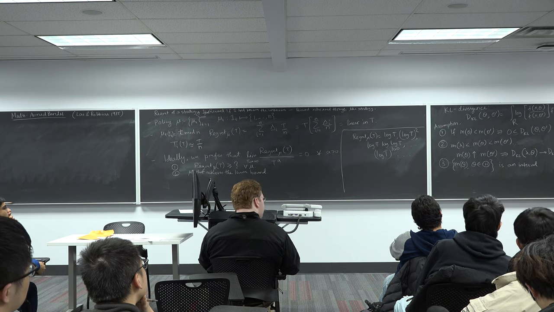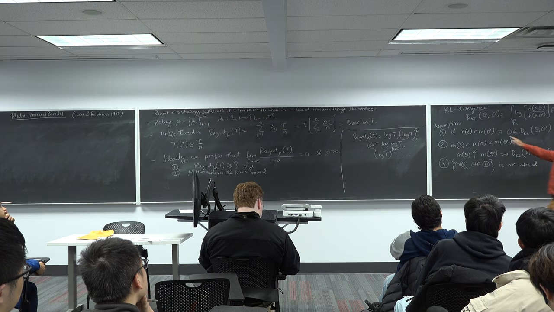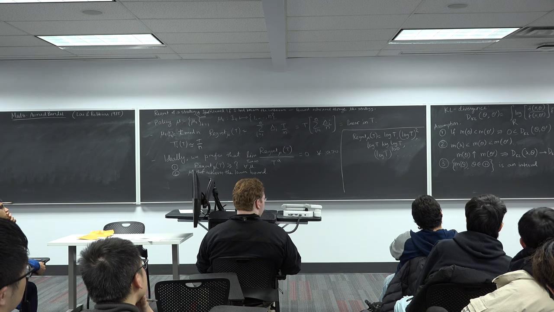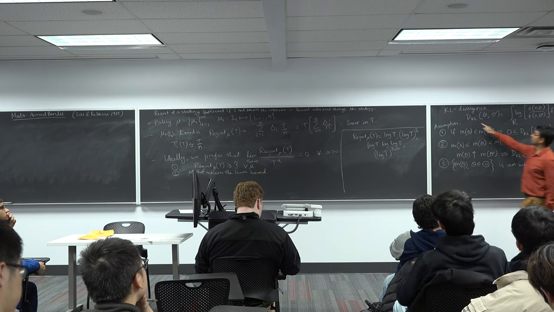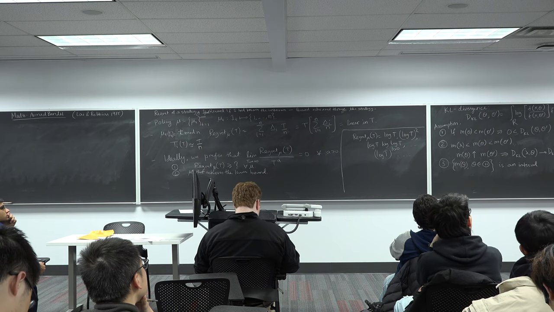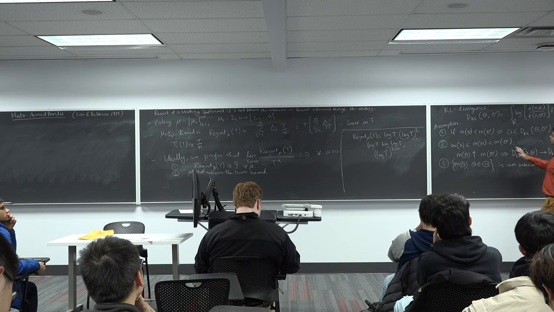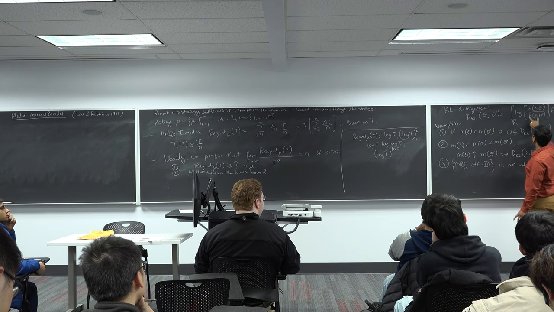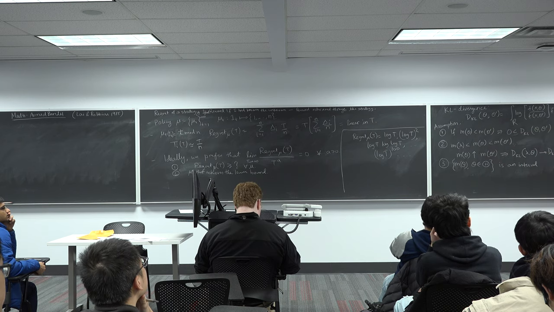Does anyone know what a divergence is? It's like a metric, but it doesn't satisfy symmetry and triangle inequality. That's the mathematical definition of a divergence. So it doesn't satisfy triangle inequality and it doesn't satisfy symmetry. Nonetheless, this is the expression for the KL divergence.